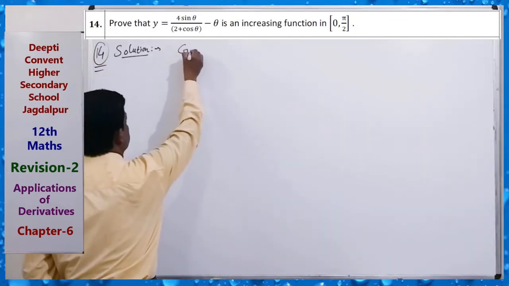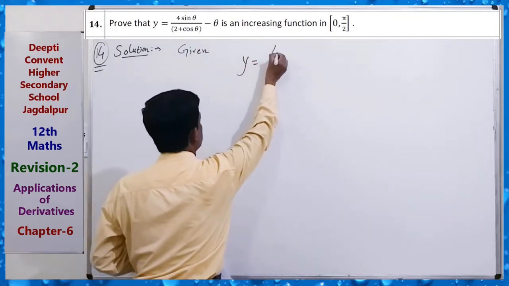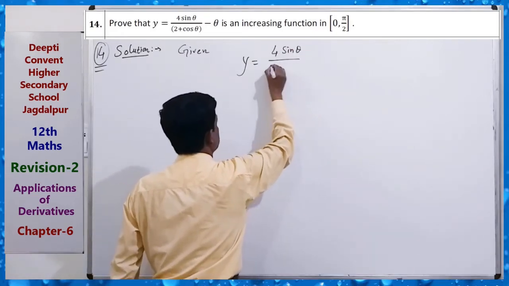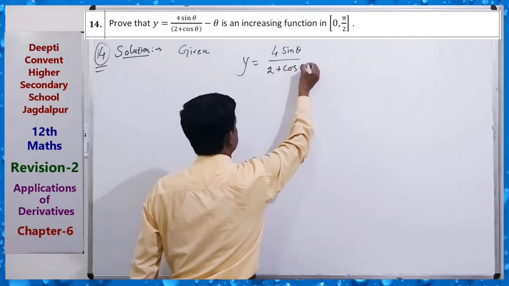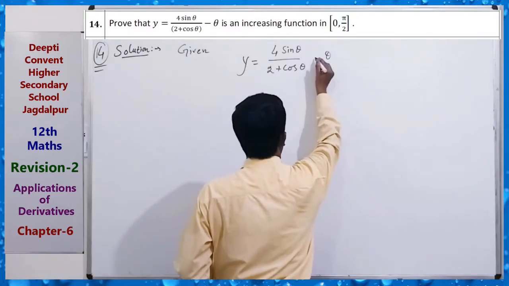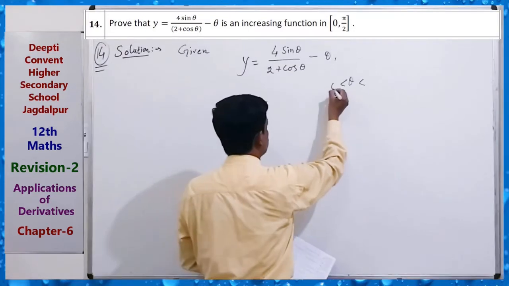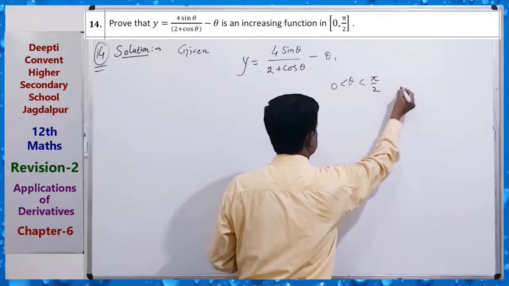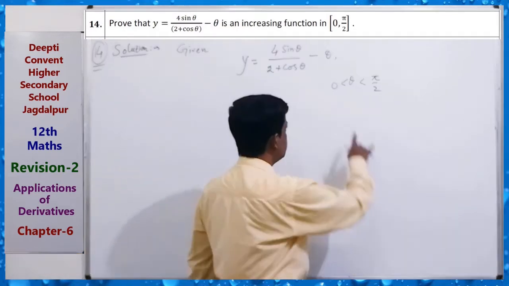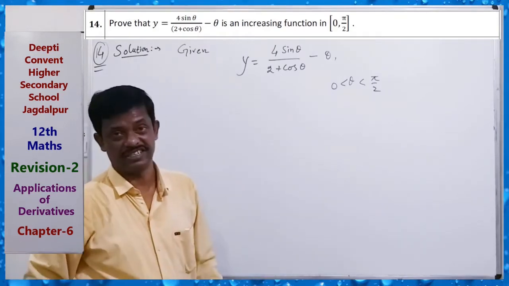Here, what is given? y equals 4 sin theta by 2 plus cos theta, minus theta. Sorry, minus theta. And theta lies between 0 to pi by 2. That is the interval. In between this, we have to prove that this is an increasing function.